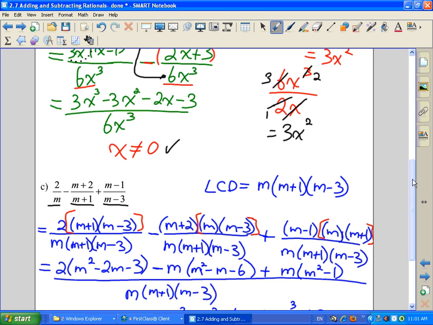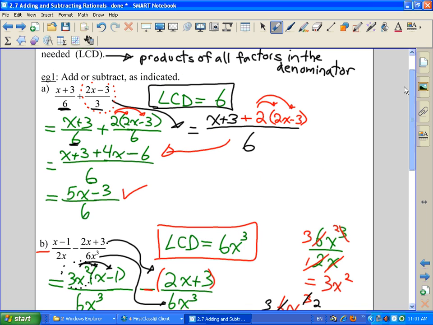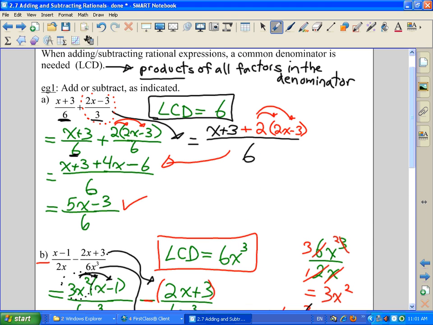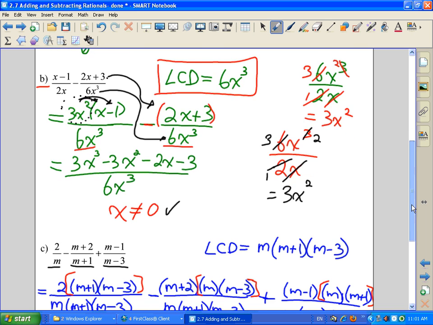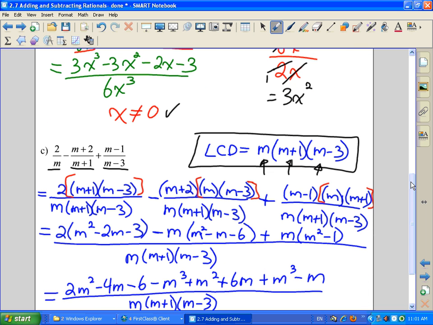And as I wrote up earlier, the LCD is going to be the product. So let's go up here for a second, guys. It's going to be the product of all factors in the denominator. Unless they're repeated, you're going to include everyone. So when I scroll back down, the lowest common denominator here, folks, is going to be m times m plus 1 times m minus 3. And again, if you're asked for your restrictions, m cannot equal 0, m cannot equal -1, and m cannot equal 3. So again, the LCD shows you where your restrictions are.